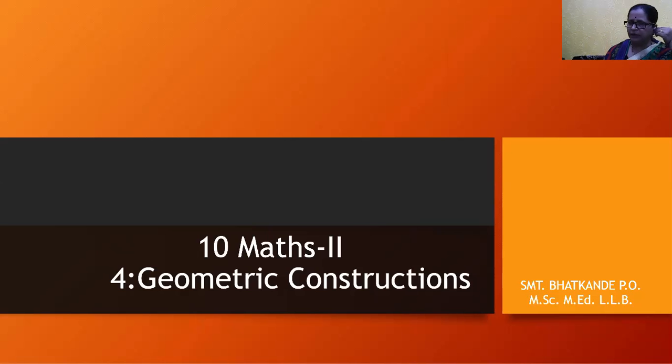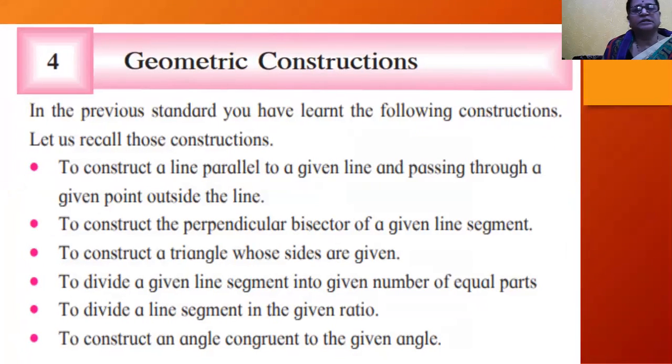Last year in ninth you studied geometrical construction. In that you saw how to construct a line parallel to a given line and passing through a given point outside the line, to construct a perpendicular bisector of a given line segment, to construct a triangle whose sides are given, to divide a given line segment into a given number of equal parts, to divide a segment in a given ratio, and to construct an angle congruent to a given angle.